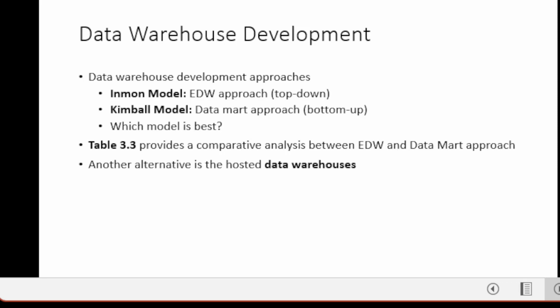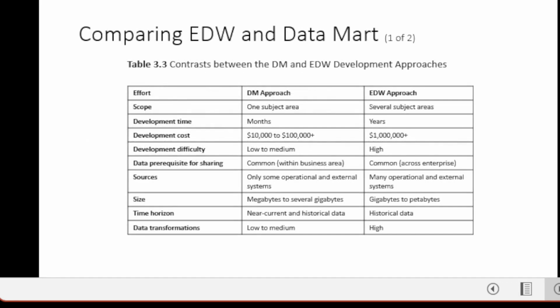So there are two approaches to developing a data warehouse. We have the Inmon model and also the Kimball model. The Inmon model is the enterprise data warehouse approach, which begins from the top down, and the Kimball model is the data mart approach, which is bottom up. So these are the two being compared: the Inmon model, the enterprise data warehouse, and the data mart approach, which is the Kimball model.